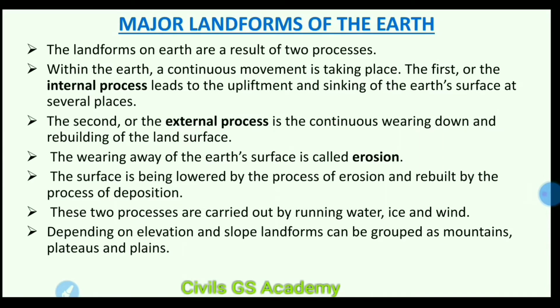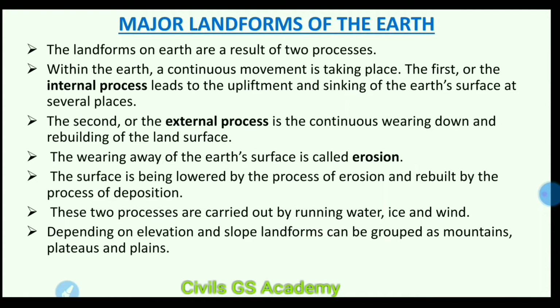Today we will discuss major landforms of the earth, which is chapter 6 from the class 6 NCERT book. The landforms of the earth are the result of two processes. One is internal and the other is external. Within the earth, a continuous movement is taking place. The first, or the internal process, leads to the upliftment or sinking of the earth's surface at several places. The second, or the external process, is the continuous wearing down and rebuilding of the land surface.